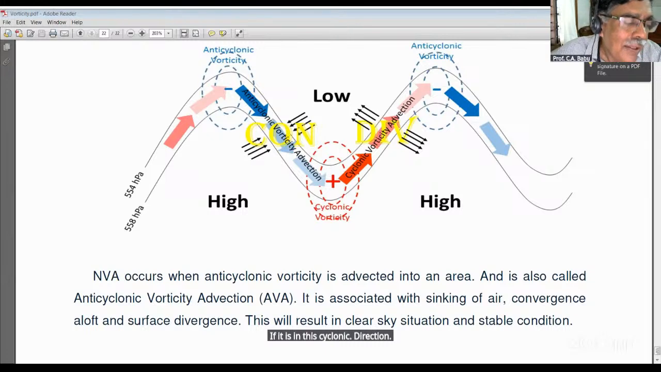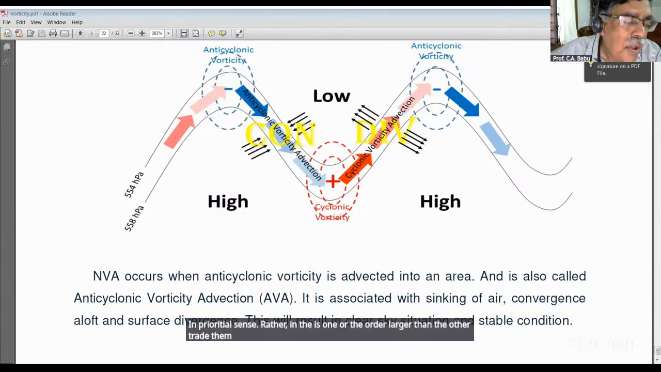Generally, the influence of such a tilting term or twisting term is small in practical sense. Rather, in the vorticity equation, the divergence term is one order larger than the other three terms, and hence we do not bother about the tilting term, solenoidal term, and frictional term.